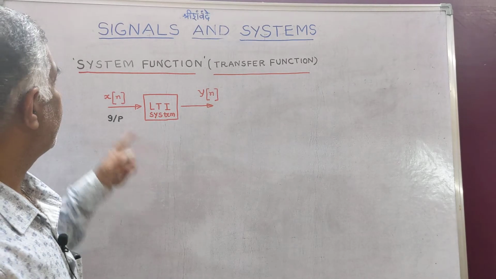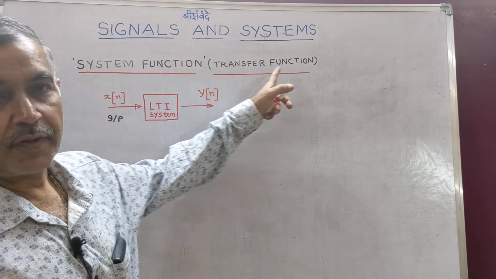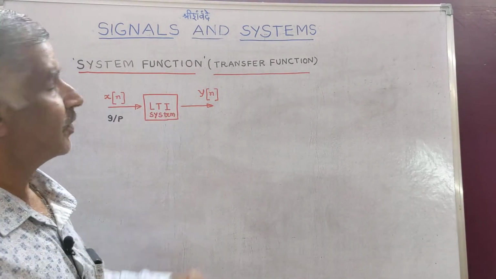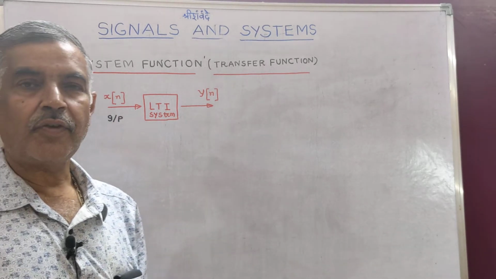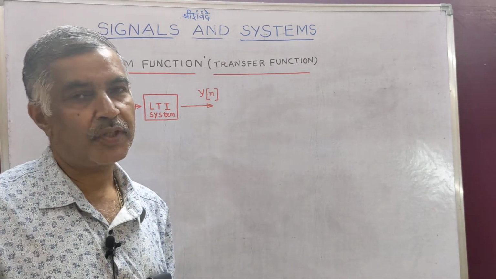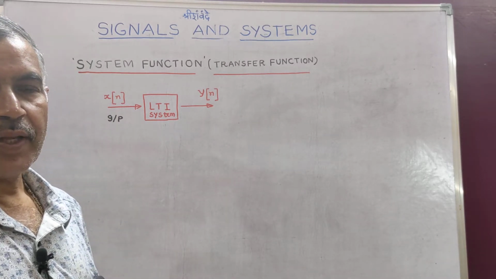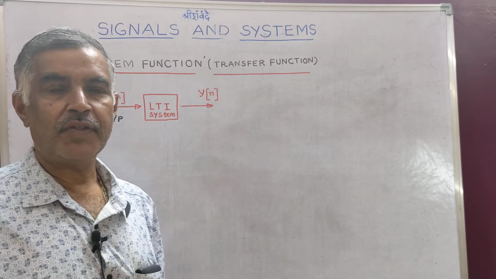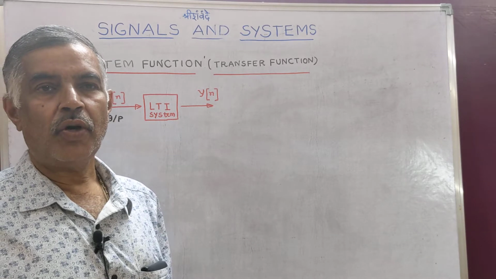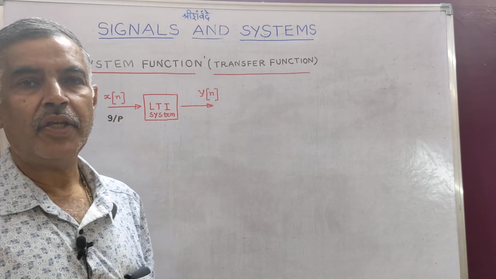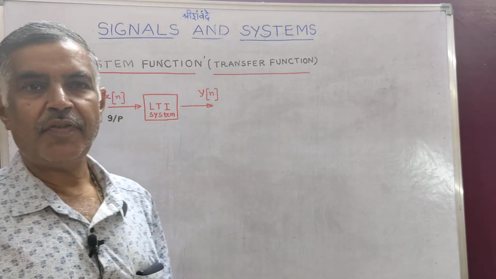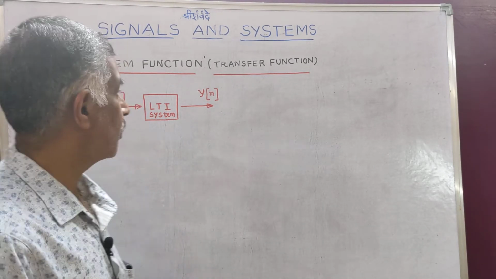Today's topic is what is known as transfer function, also known as system function. If you remember, you had this transfer function in the case of Laplace transforms also. In the case of Laplace transform, the transfer function was defined as the ratio of transformed output to transformed input, neglecting initial conditions. So the same definition applies here also.